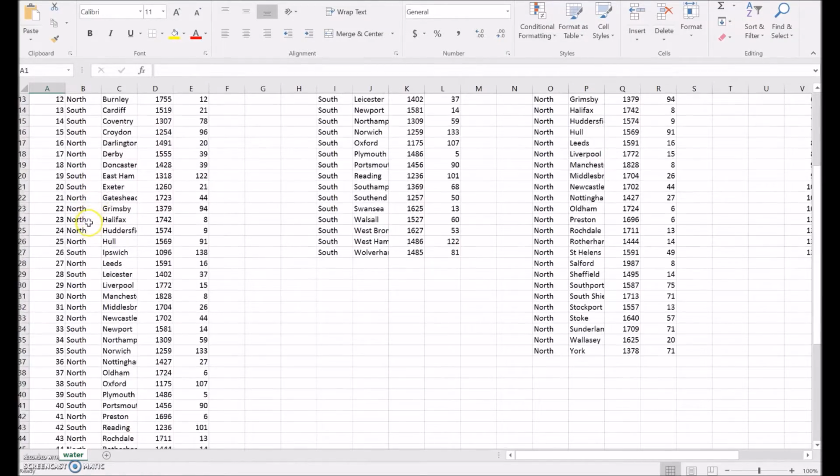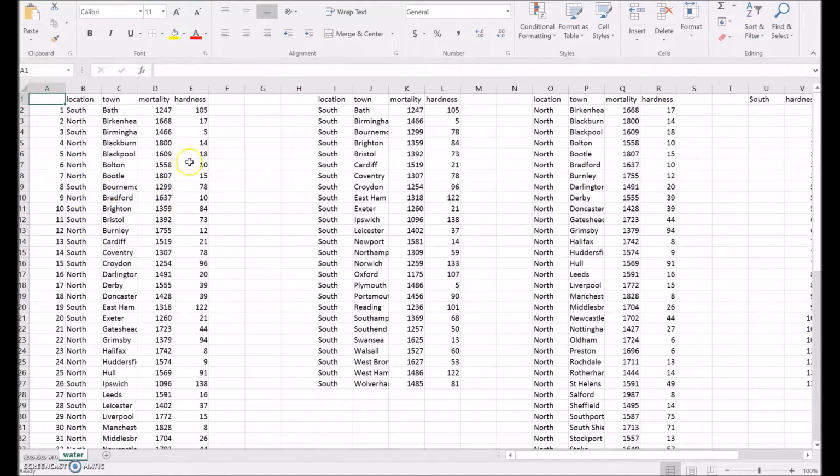all the way to the bottom, and this will split up into north and south. We decided to go with hardness versus mortality rate, so we split them up into smaller groups so we can easily manipulate the data in MATLAB.